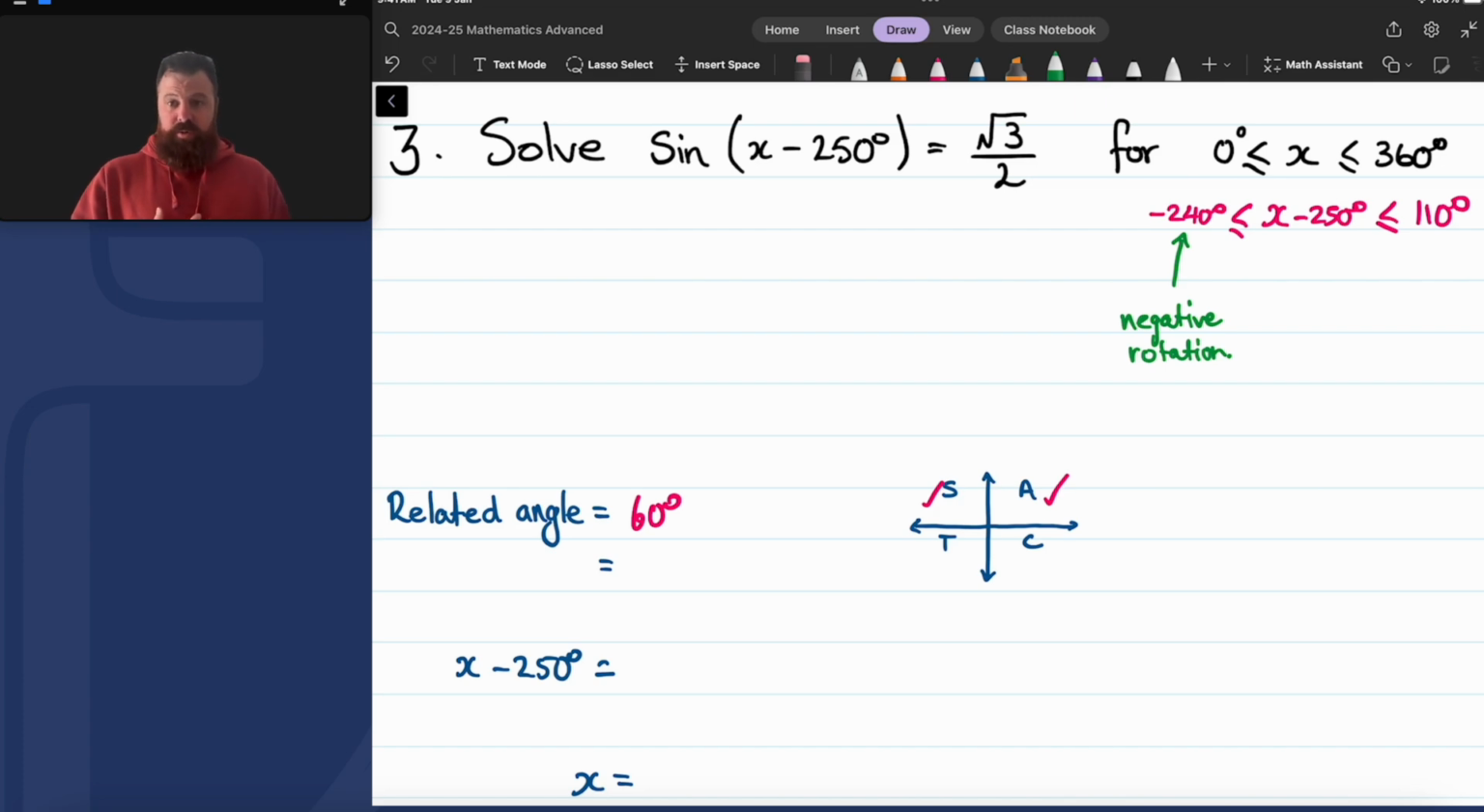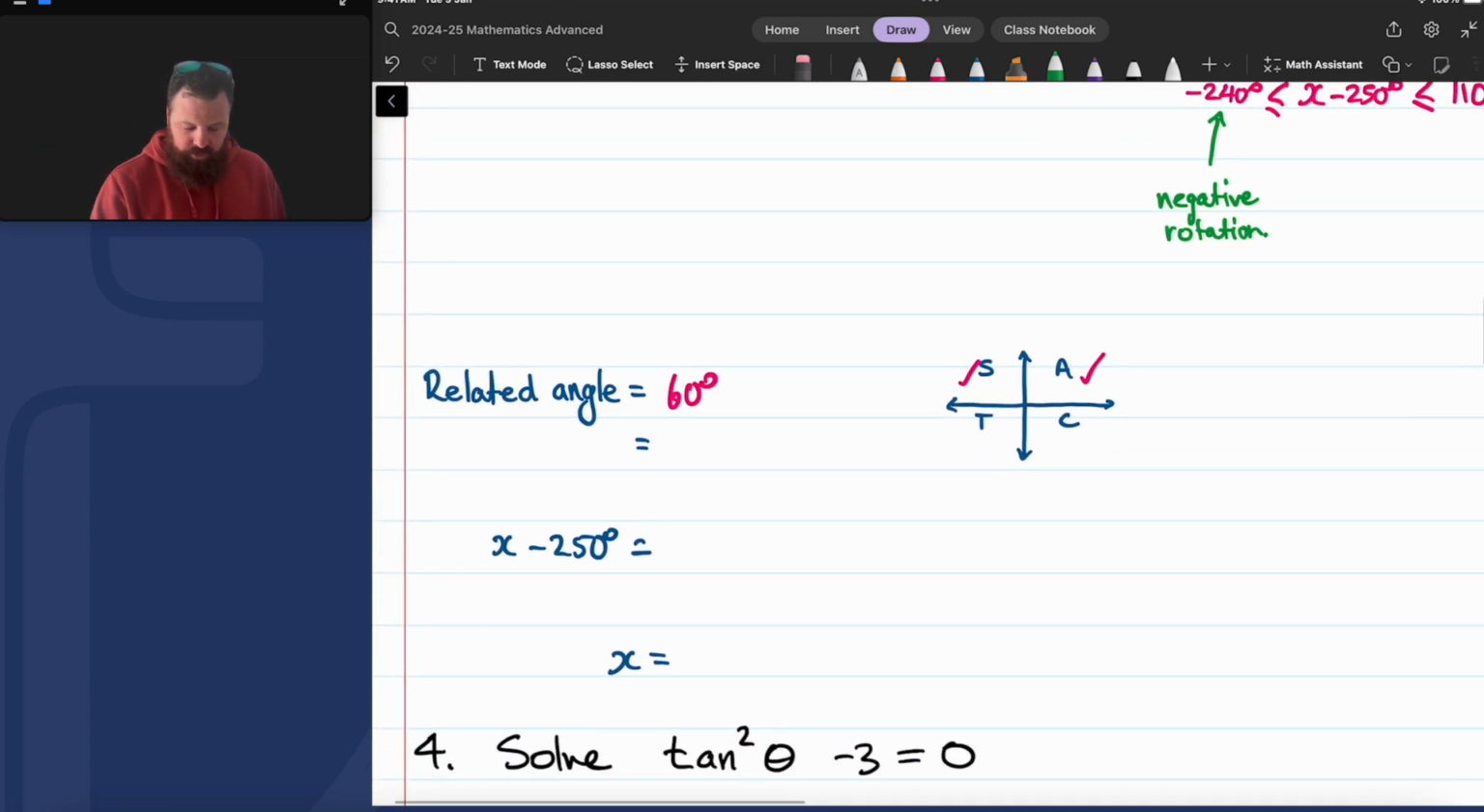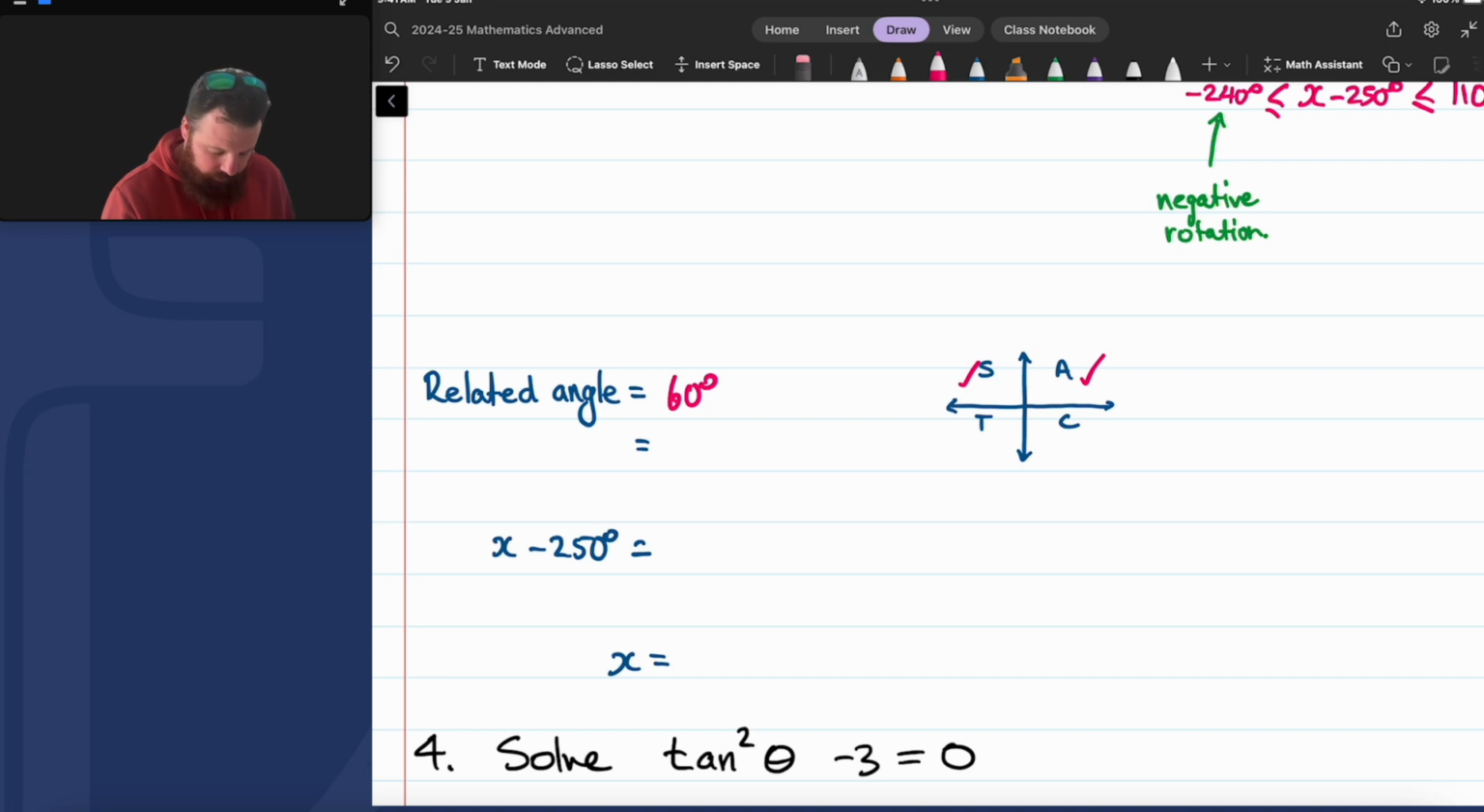Because I've got a negative rotation and a positive rotation, I'm going to do the first two quadrants that way, and when I do negative, I'll do the other way. So my solutions are, in the first quadrant, normally 60 degrees. So these are my positive rotations, normally 60 degrees. Remember, the second quadrant is 180 minus theta, so it's going to be 120 degrees.